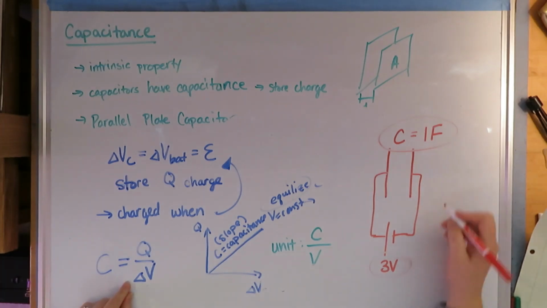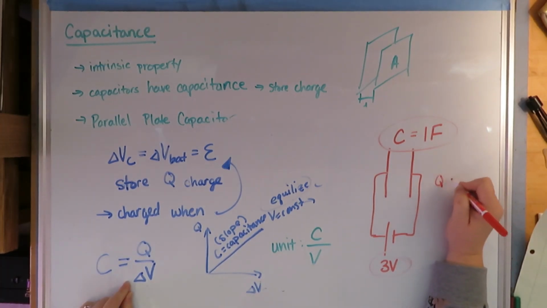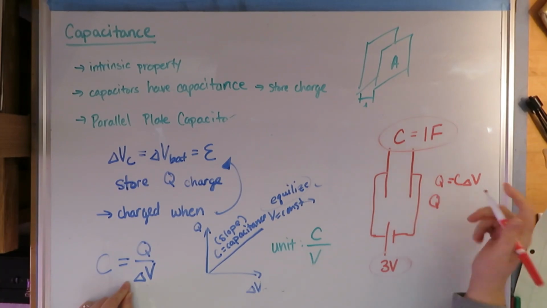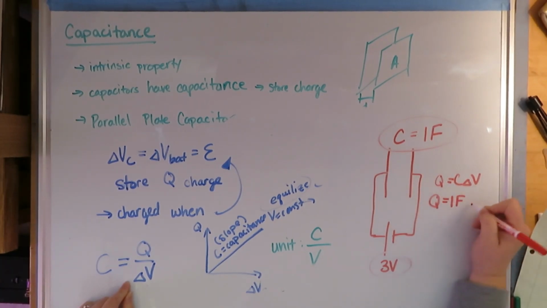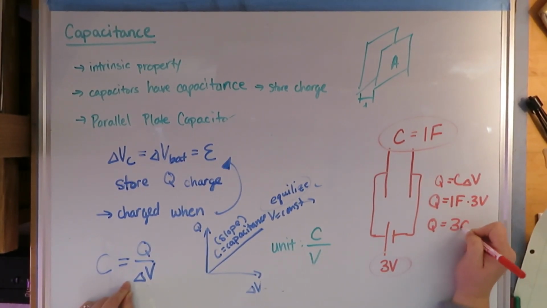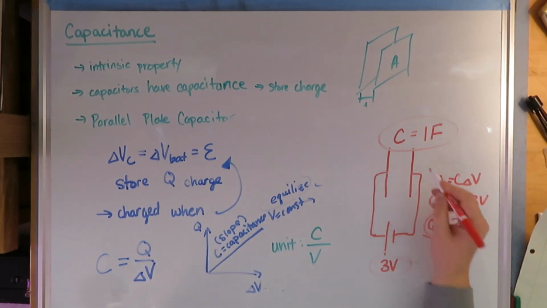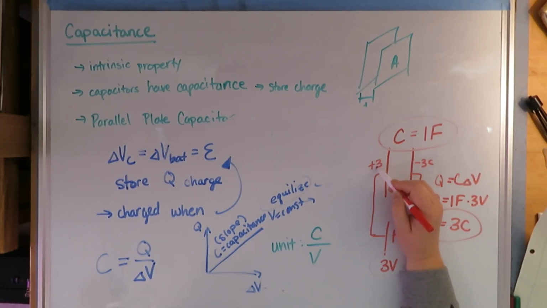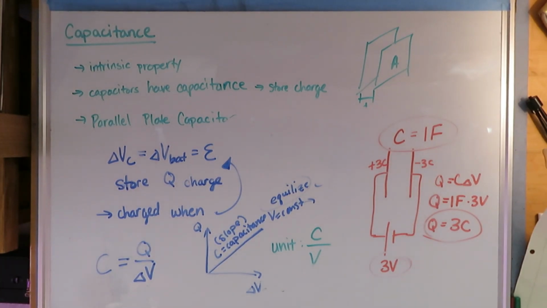So what this would allow us to do is find the charge stored on the plates, which would be C times delta V. So the charge stored on these plates is going to be 1 farad times 3 volts. So I'd have, in this case, 3 coulombs worth of charge stored. So this one would build up to a negative 3 coulombs. This would build up to a positive 3 coulombs worth of charge.